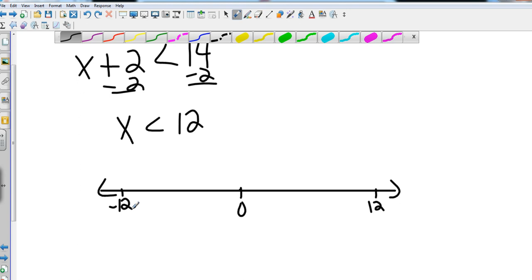And so we're going to go, in this case, open circle above 12. And because it's less than, we are going arrow to the left. And you don't have to go too far. You don't have to make your arrows too big. And that's about 9 minutes. That is Chapter 2, Section 1, Writing and Graphing Inequalities.